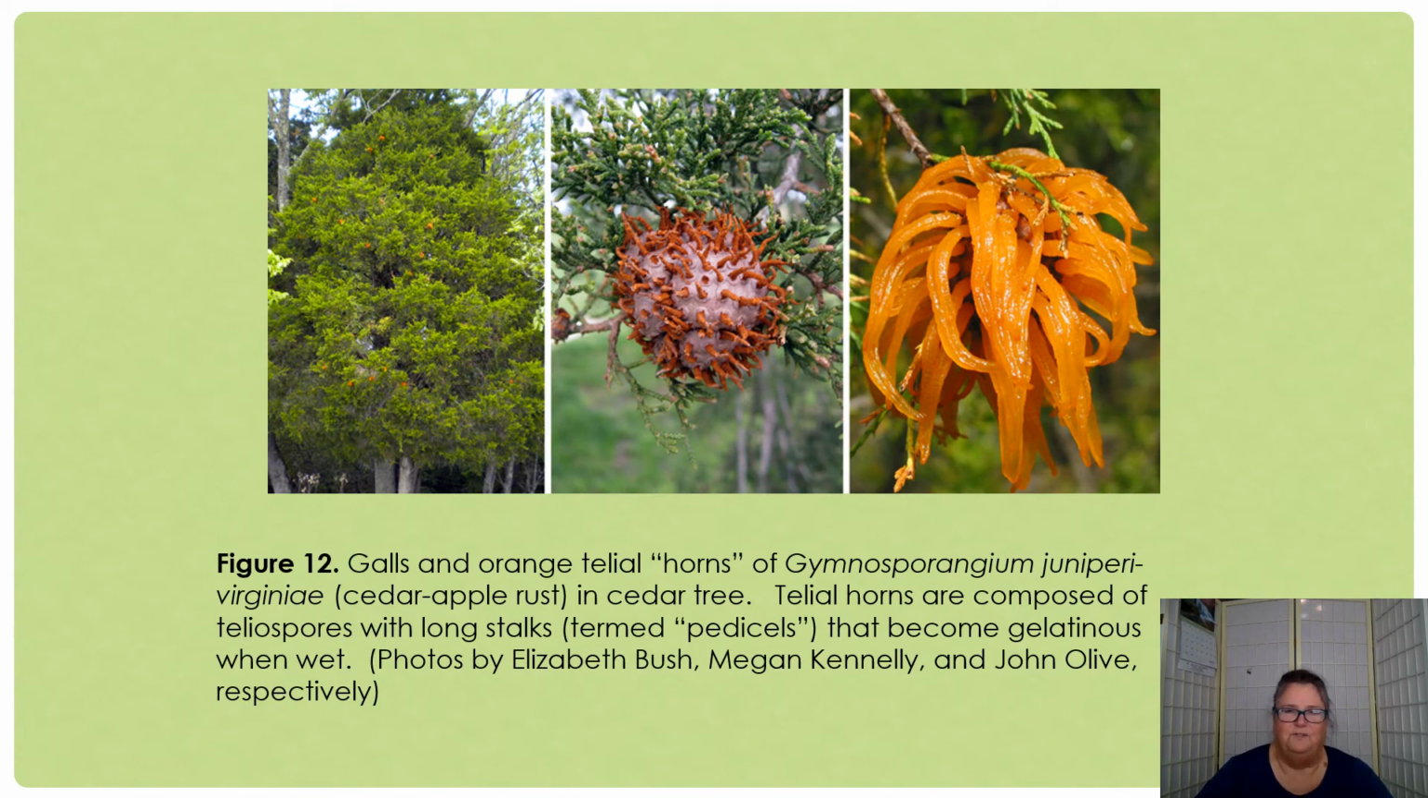Oh, this is really good. This is cedar apple rust, and this is a gall that we're looking at on the cedar tree. So this is the cedar tree. This is the gall on a day that's not rainy. This is the gall on a day that is rainy. And so these little telial horns have turned into a gelatinous mess and come out and are dropping spores.